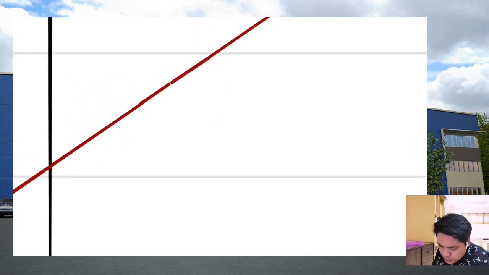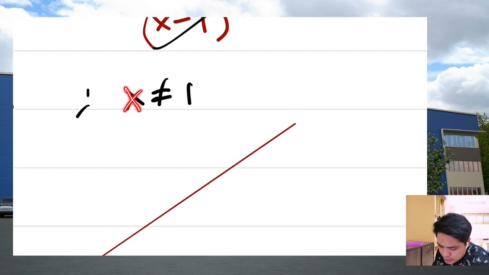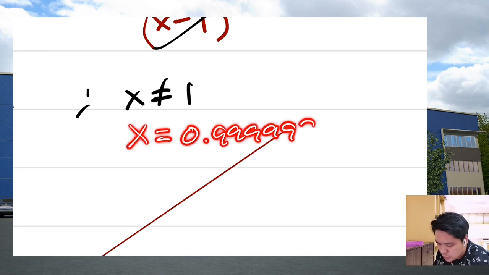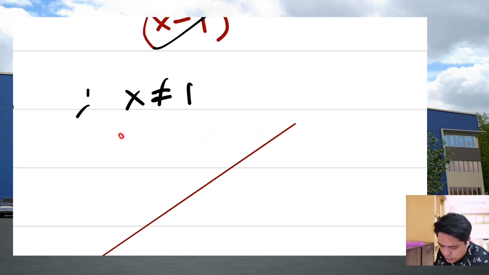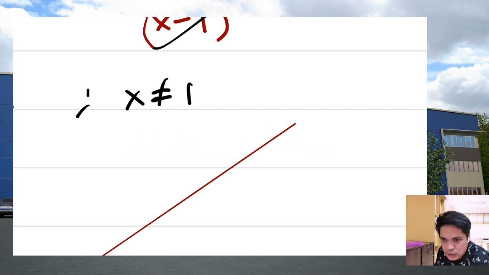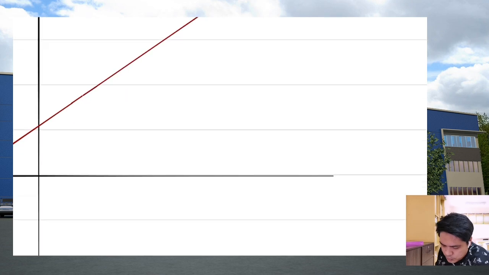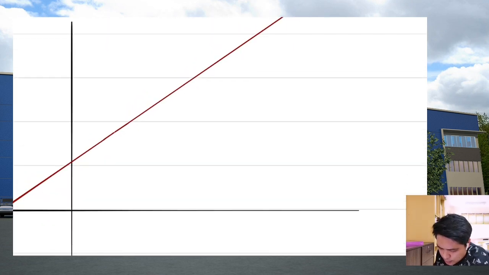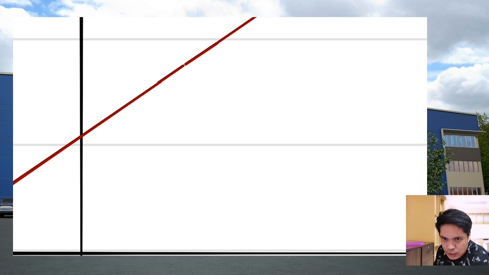kung titingnan natin, ang restriction natin is just at x equal to 1. That means the function is still defined at x equal to 0.9999999, and it is also defined at x equal to 1.000000001. These are values that are very close to 1 but not equal to 1. Pero at x equal to 1, di siya pwede, di ba? So, klaro na yung gap.